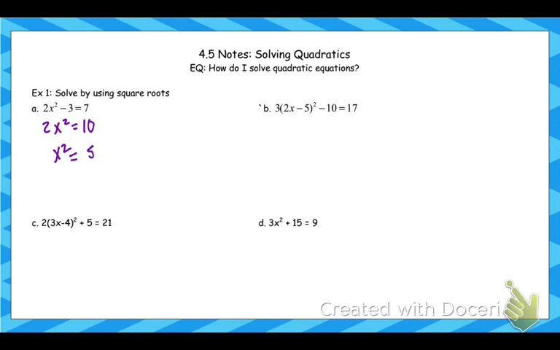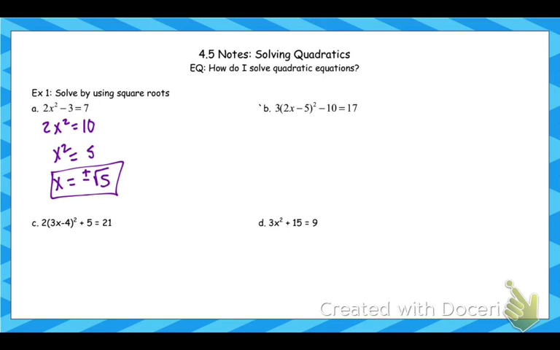Once you get to this point, to solve for x, you would square root it. Now remember, when you square root though, the answer to this question is not just the square root of 5. It's plus or minus the square root of 5, because a negative square root of 5 squared is also 5. All right, let's go to our next one.